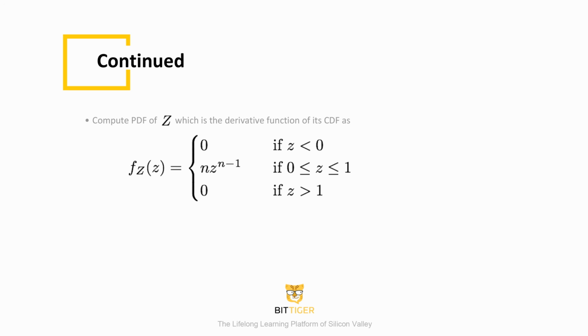Like the 2-variable case, we compute the PDF of z by computing the derivative function of its CDF. Its PDF f_z of z equals 0 for z less than 0 or z greater than 1, and becomes n z to the power of n minus 1 for 0 ≤ z ≤ 1. It is also a piecewise function.